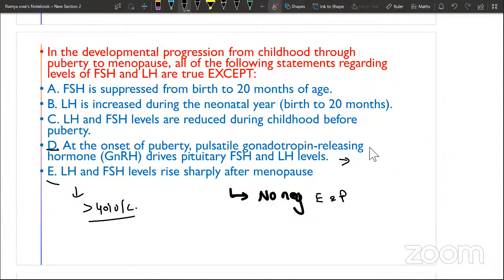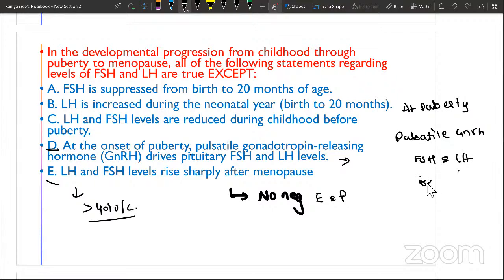So this is also very appropriate. Why? At puberty, you have the pulsatile GnRH, and because of the pulsatile GnRH, FSH and LH are released. And FSH and LH are also released in pulses. So option D is also true. So I didn't have the doubt between option D and E. Let's go to the option C.